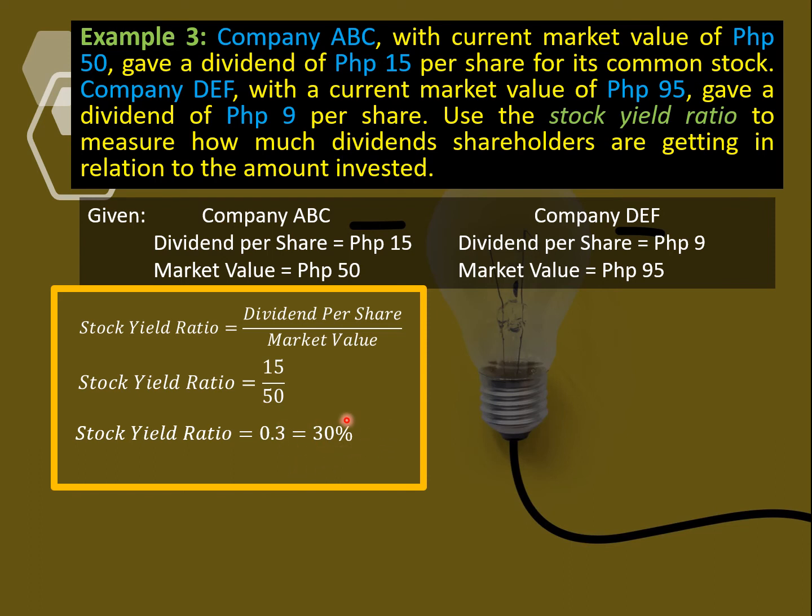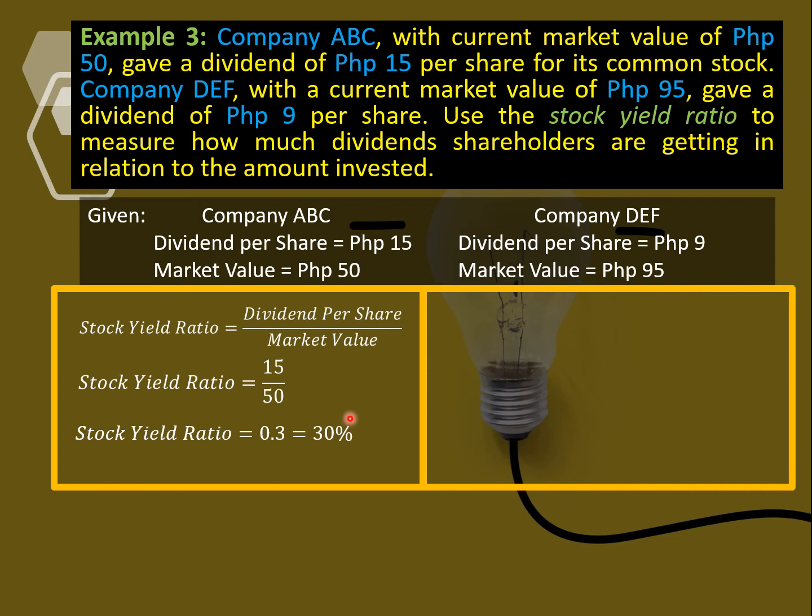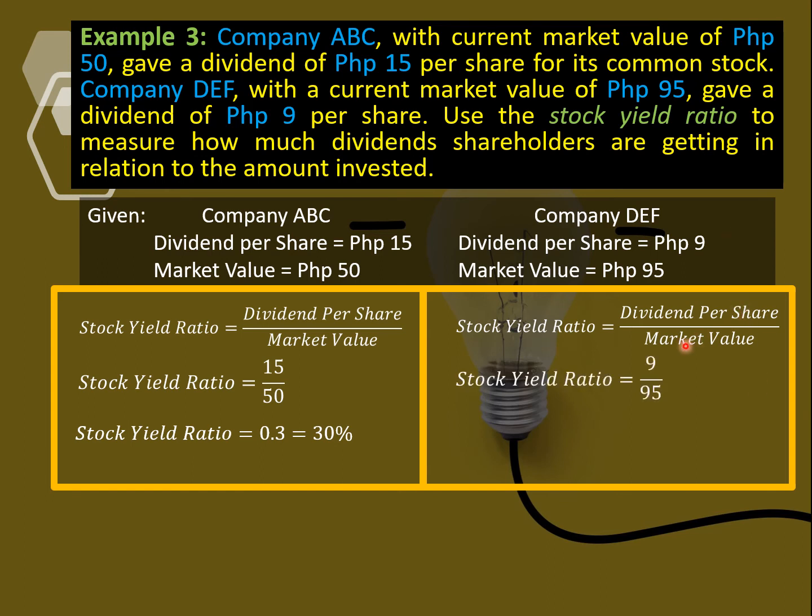Ito na yung stock yield ratio ng company ABC. So, for company DEF, we'll be using the same formula. Then input the given values. So, we have here 9 pesos as the dividend per share and then 95 pesos for the market value. So, 9 divided by 95, that is 0.09 and that is also equal to 9%.